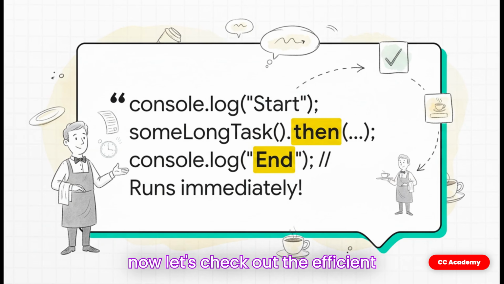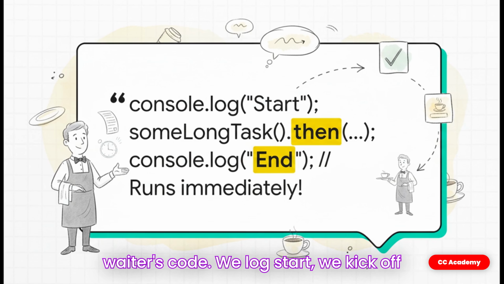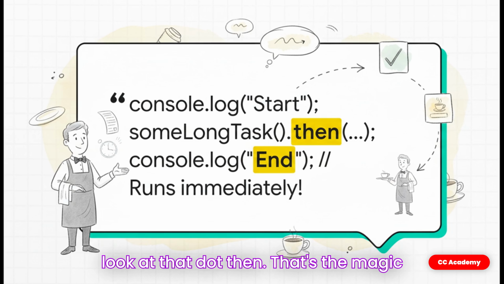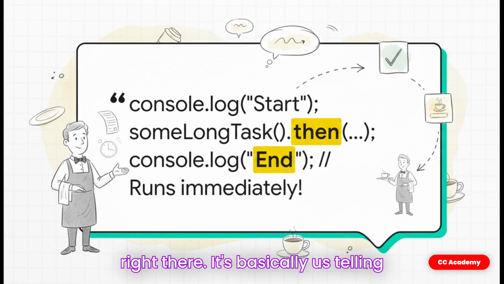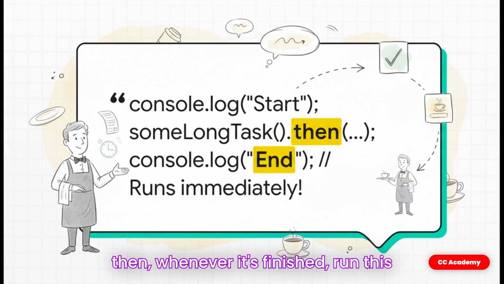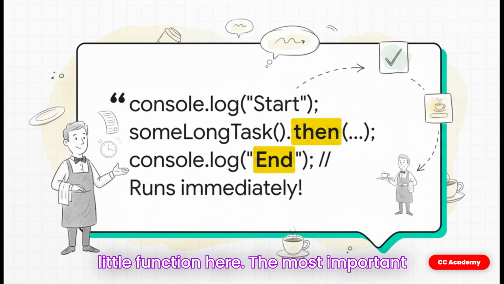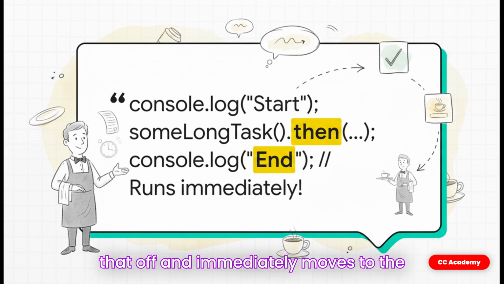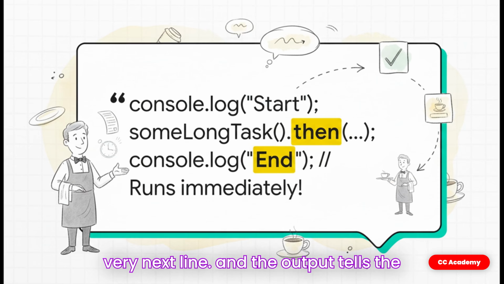Okay, now let's check out the efficient waiter's code. We log start, we kick off that same SomeLongTask function. But look at that dot then. That's the magic right there. It's basically us telling the program, hey, go start this task, and then, whenever it's finished, run this little function here. The most important part? Our code doesn't wait. It fires that off and immediately moves to the very next line.